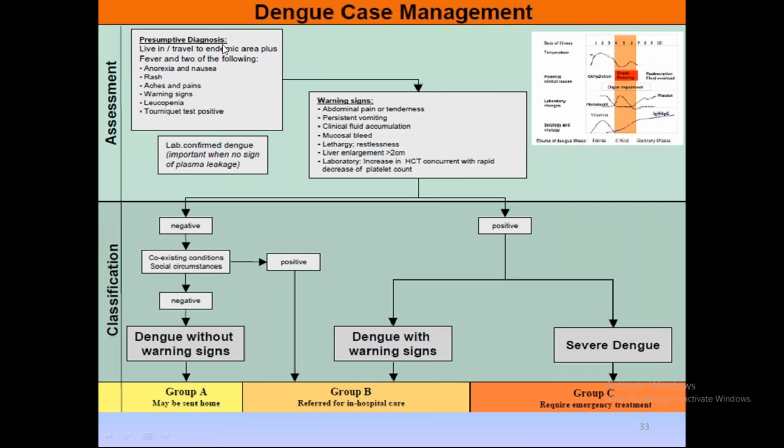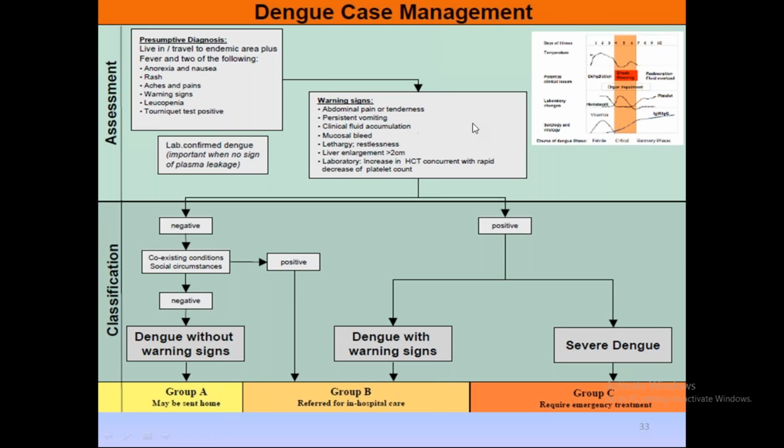So who is in group A? Presumptive diagnosis, presumptive dengue: the child or person lives in a dengue endemic area, or has traveled to a dengue endemic area, and has fever plus any two of the following criteria: anorexia, nausea, erythematous rash, body pains and aches, any one warning sign, leukopenia, and tourniquet test positive. That is called probable dengue. Laboratory confirmed dengue is when, in a non-endemic area, with no warning signs, it is confirmed by the lab. What are the warning signs?